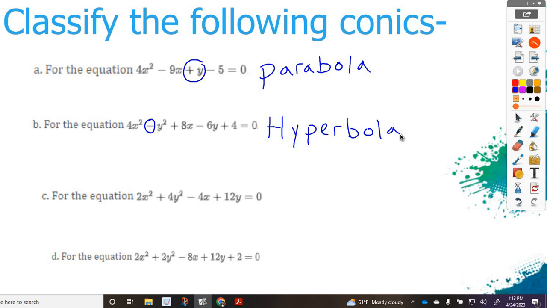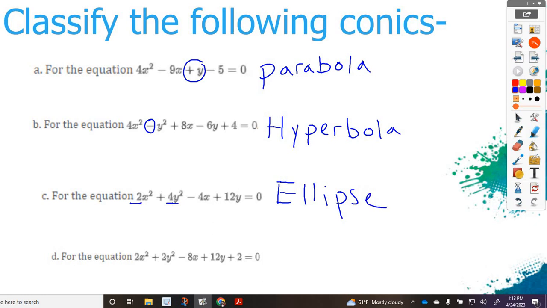Okay. Next up, are both terms being squared? Yeah. Are they being subtracted this time? No. So then what's our last question? Are the coefficients the same? So are they the same? No. So what does that mean we have? An ellipse.